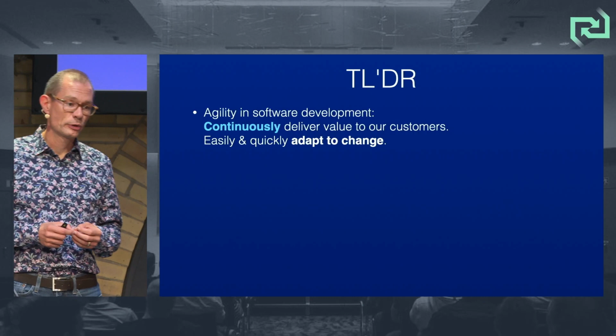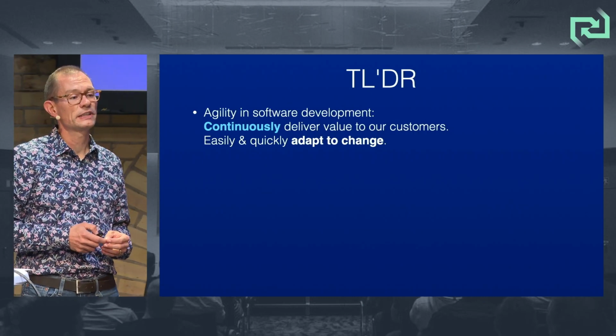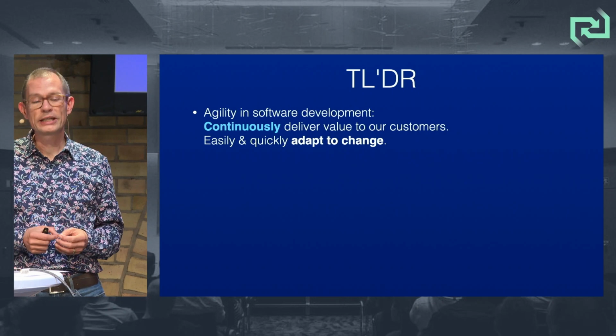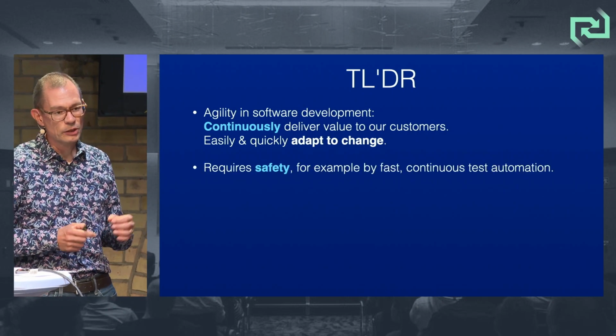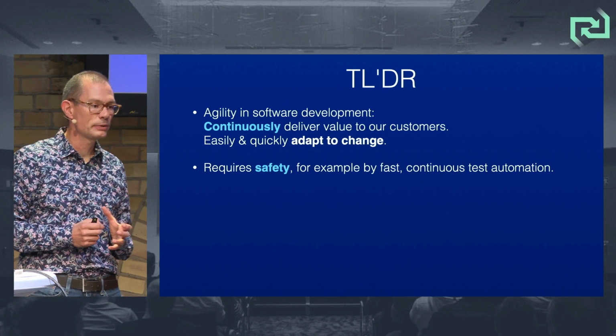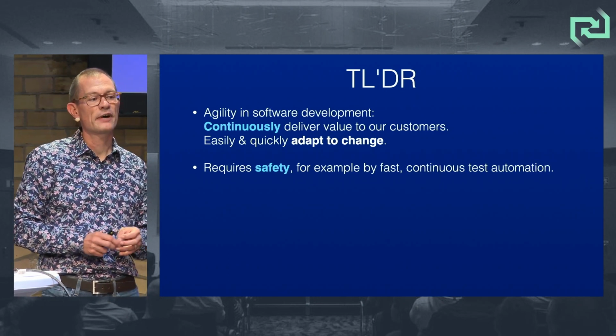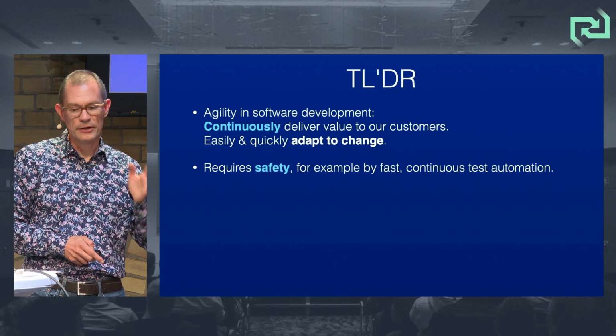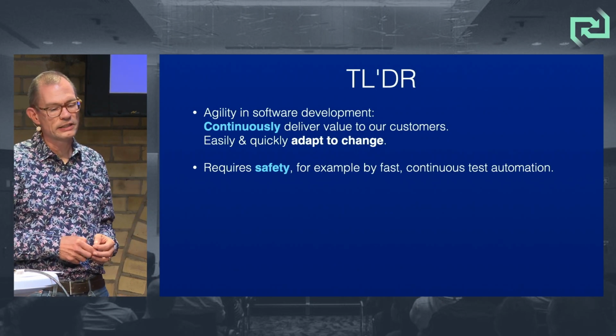I know I'm between you and the beer, so let's start with a TL;DR, and then you can decide if you want to take the beer early. What are we going to see in the next 35, 40 minutes? Testability and how it supports your agility. What is agility in software development? It's about delivering software continuously and being able to easily and quickly adapt to change. And this requires some form of safety, for example, a safety net of fast test automation. There are other safety measures, but this is one safety net that we need.